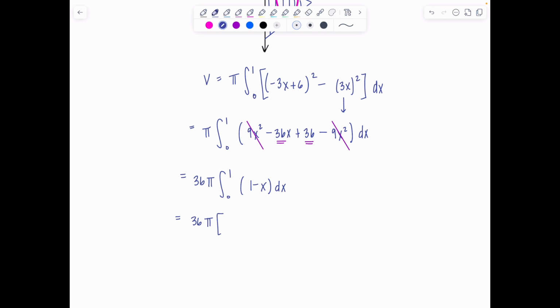And then now we can integrate this, no big deal. 36 pi x minus 1/2 x squared from 0 to 1. This is 36 pi times 1 minus 1/2 minus 0. So this is all a half times 36 pi, 18 pi. All right, very good. Moving on.